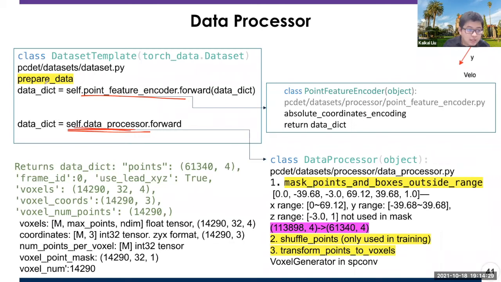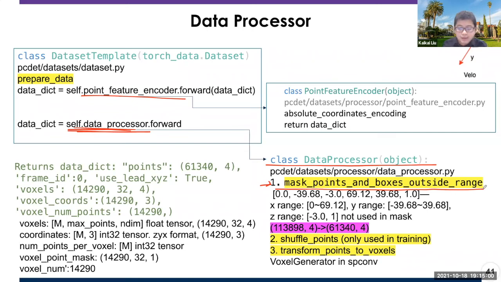Data processor, what they did, they also put this inside a Python file. For data processor forward, the actual method is in the class DataProcessor. For the data processor, they can attach multiple processors there, and you can specify them in the configuration file. Here, what they have is processor. They have 3 processors. The first processor is mask points and boxes outside range.